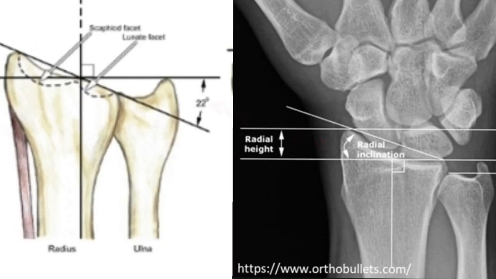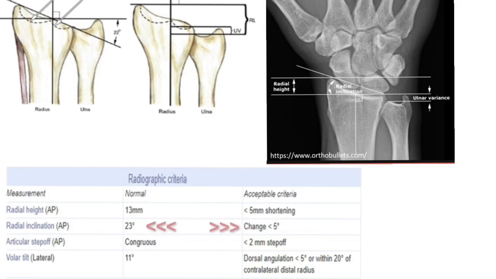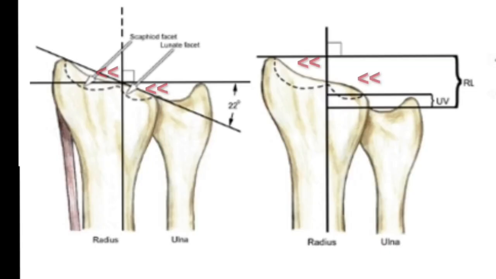The second important point in the AP view is the inclination angle of the radius, which determines the direction and the plane of flexion and extension of the wrist, and it affects the direction and the range of the ulnar and radial deviation. It's acceptable to be between 18 and 23 degrees, and it's perfect to be restored to 22 degrees. The third point to be focused on in AP X-ray is the congruence of the radiocarpal joint.